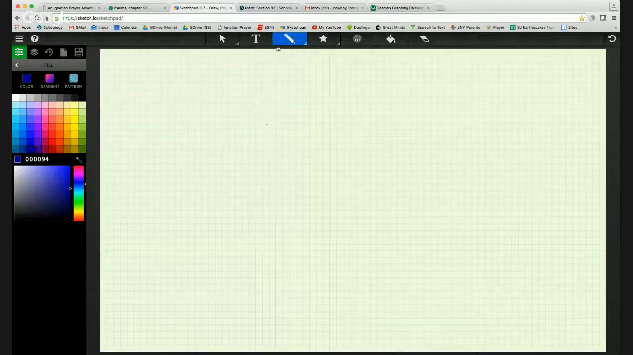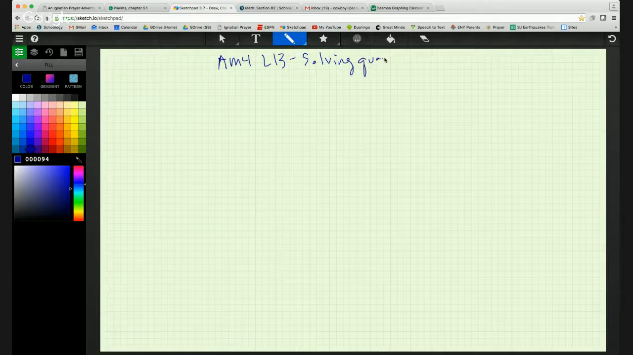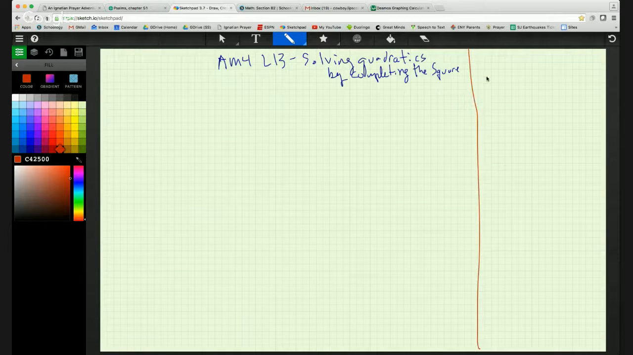Okay, so this is AM4, lesson 13, solving quadratics by completing the square. And this is an algebra standard that you do need to know. So let's look at the steps. We'll just write them over here on the right side, and then we will be solving our problems on the left side. So let's look at the first thing that we're going to do.